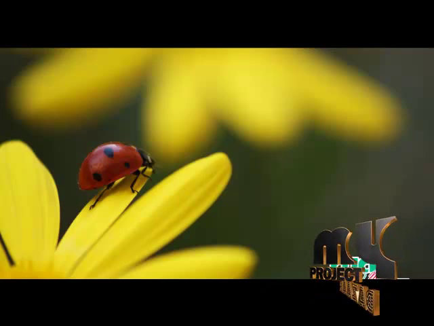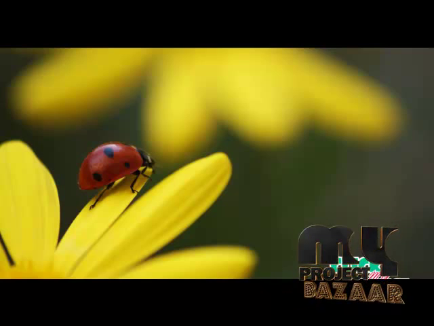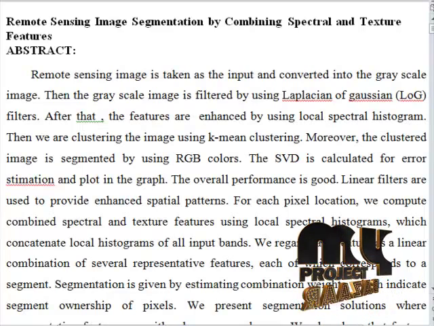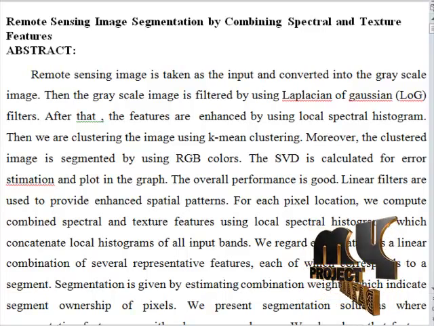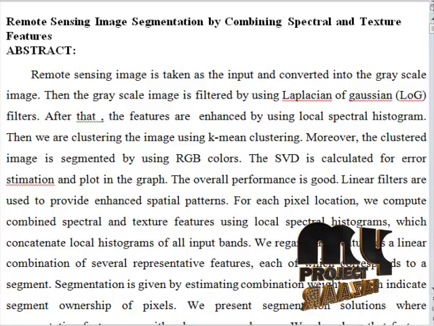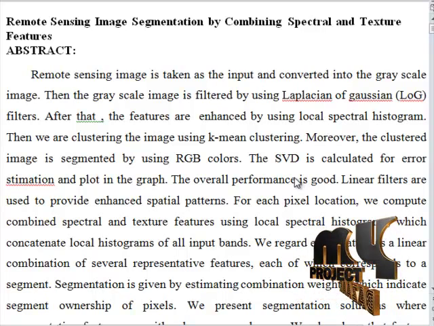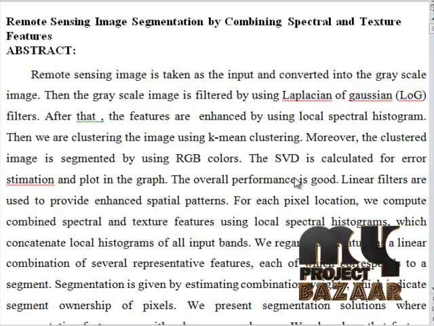Let us see the process called remote sensing image segmentation by combining spectral and texture features. Let us see the abstract for the process. Here, a remote sensing image is taken as the input and converted into the grayscale image.